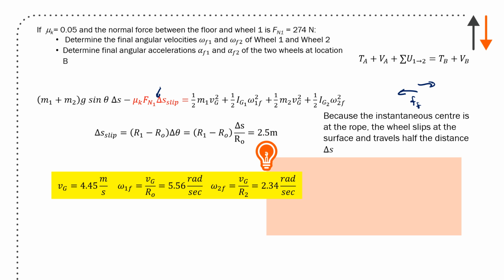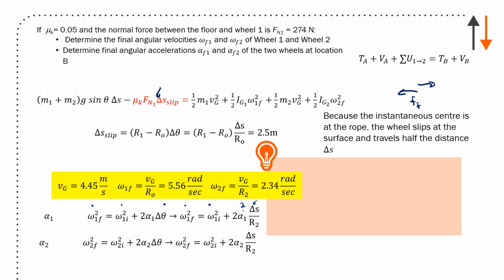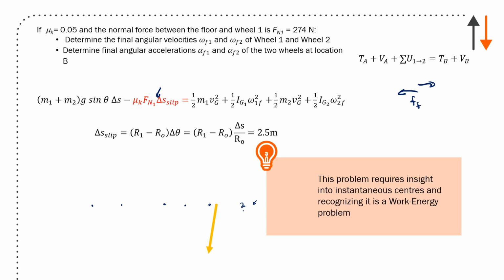You can calculate Vg, omega 1, omega 2, and you can use kinematics in this case, and that's how you're going to get it, because you know what the initial velocity is, what the final velocity is, and you know the arc distance traveled, or angular distance. That's your unknown, and you have this, which is delta theta. Same thing for omega 2. Those two terms go away, and you get alpha 1 equals 2.48 rad per second squared, and alpha 2 equals 1.04 rad per second squared.